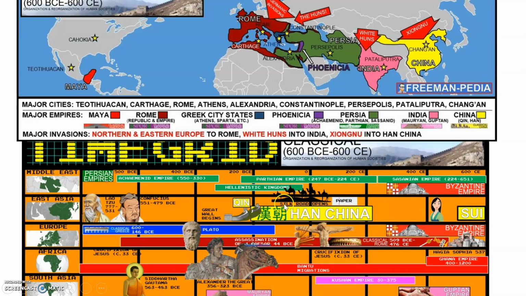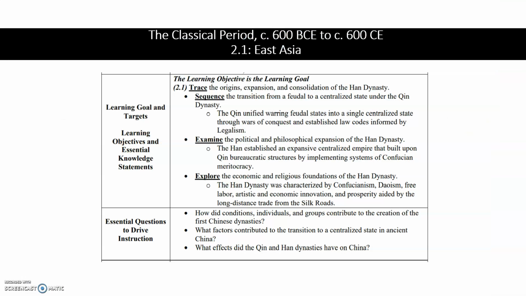So I want you to see that these different empires definitely overlap with other empires. For instance, Rome knew that China existed and vice versa. This is also on your page 56.